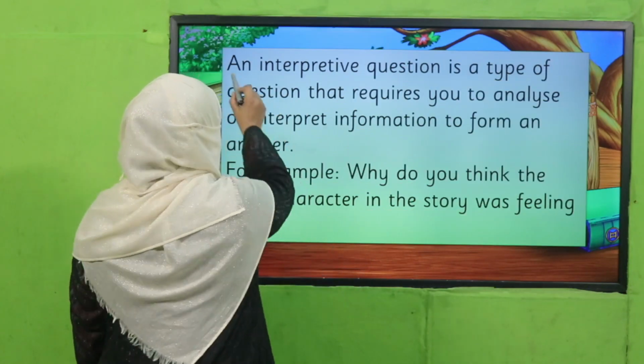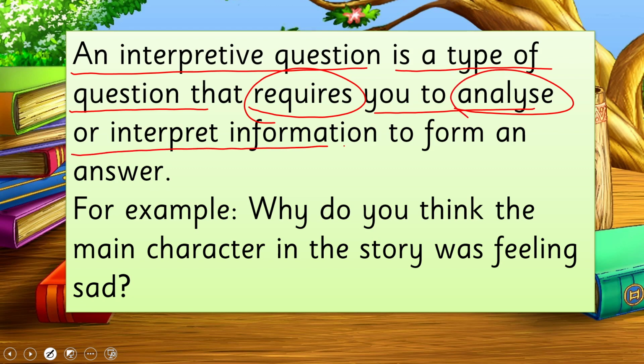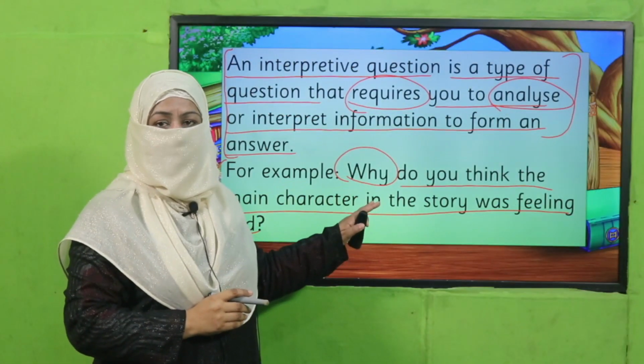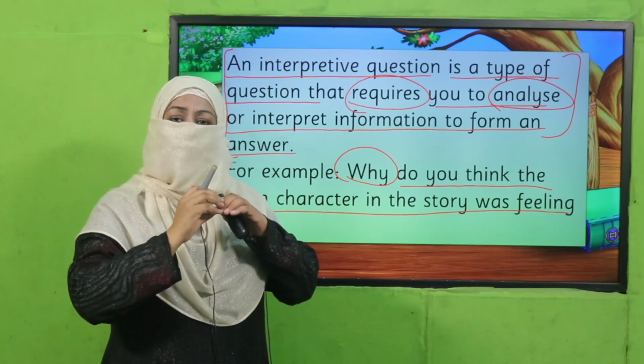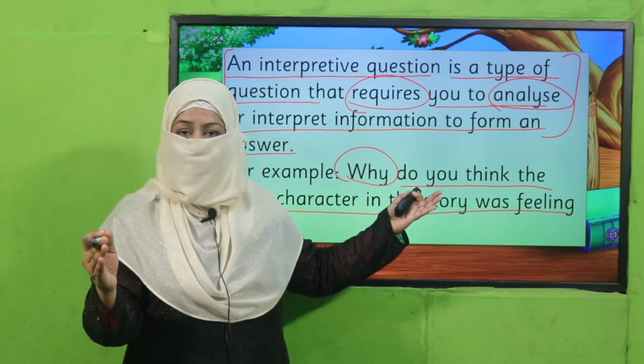Then the third type is the interpretive question. It's a type of question that requires you to analyze or interpret information to form an answer. Okay, beta, this is typically from the text. For example, why do you think the main character in the story was feeling sad? This question you will answer in the light of the text only. You cannot put your own opinion. You have to analyze and elaborate the answer according to the text. So this is how these three types of questions are different.